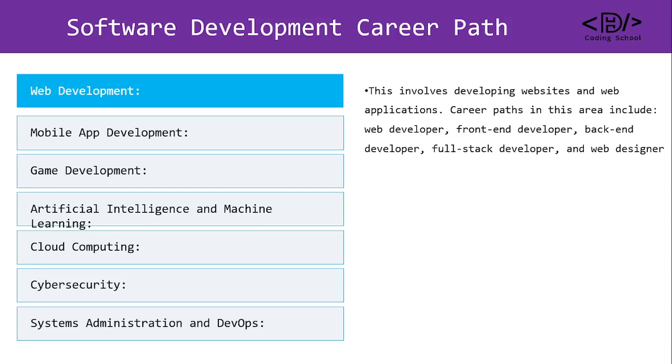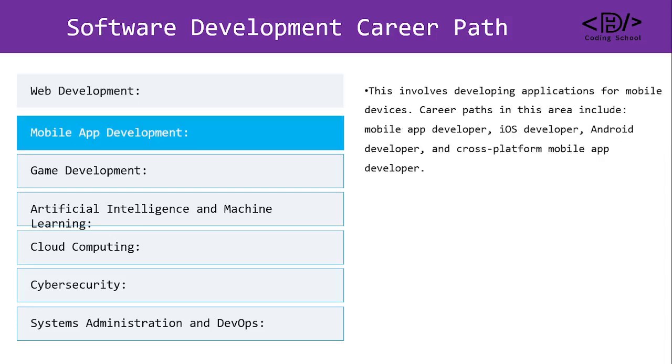The second one is mobile app development. Mobile app development involves developing applications for mobile devices, whether Android or iOS. You know how useful those applications have become right now, with the fact that everyone owns a smartphone.